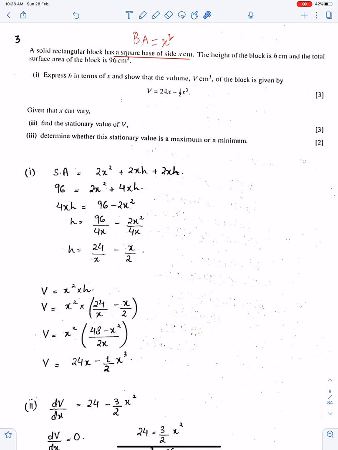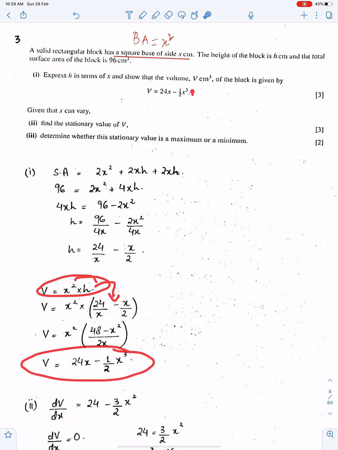So first use this formula, write 96 here, and make h the subject. This is the equation of h. We have done this part. Now we have to show the volume. The formula of volume is base area into height, and the base area is x square. So this is the formula of the volume. By substituting h into this formula, we can prove the volume. We have shown this.